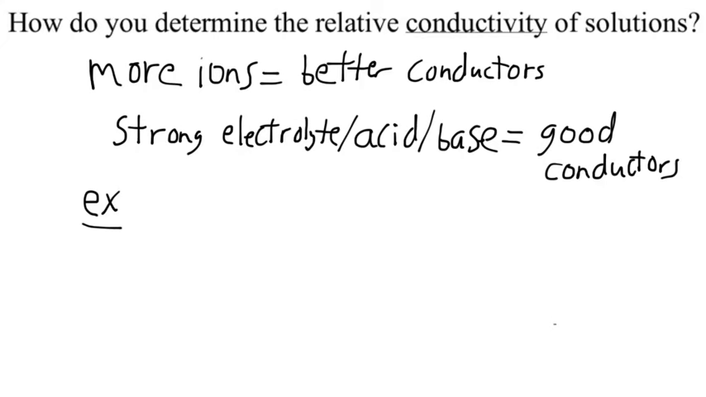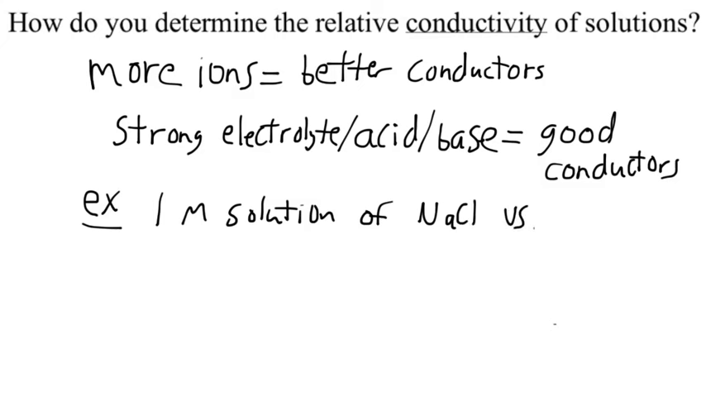but there's still differences. For example, which would conduct more, a 1 molar solution of sodium chloride or a 1 molar solution of ammonium sulfate? Well, you just need to figure out which one has more ions. So group 1 is always soluble, so this is soluble, separates completely into ions, and ammonium is always soluble, solubility rule 1, so this separates completely into ions, so you just need to count.